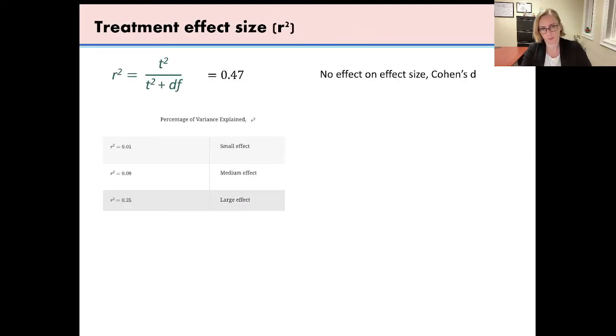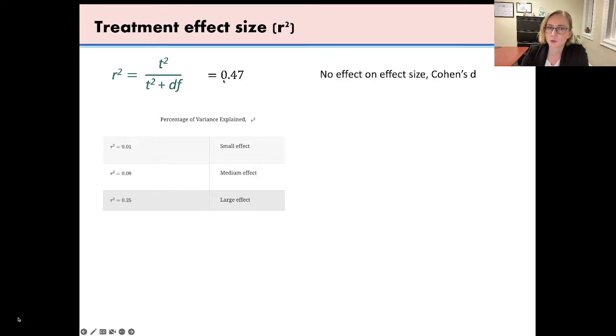Okay. So just like Cohen's d, we're going to have different levels at which we say this is a small effect, a medium, or a large effect. 0.25 is already considered a large effect. So if we have something like 0.47, that is pretty significant. That's a large effect that we got.